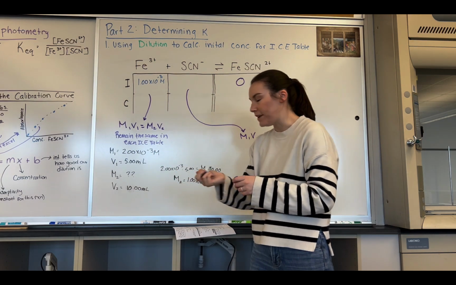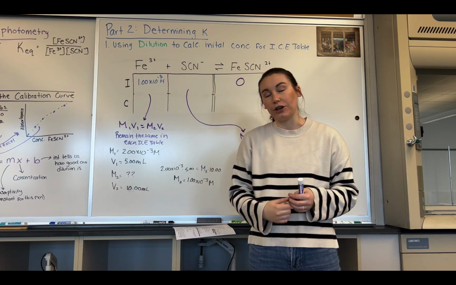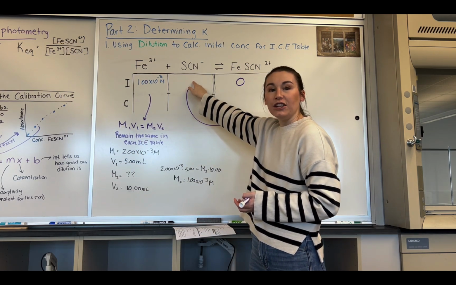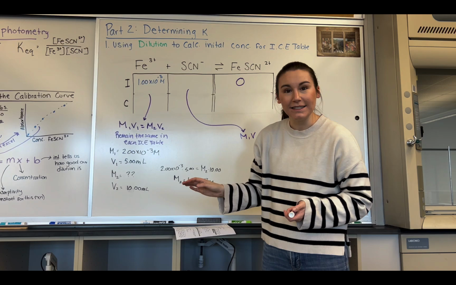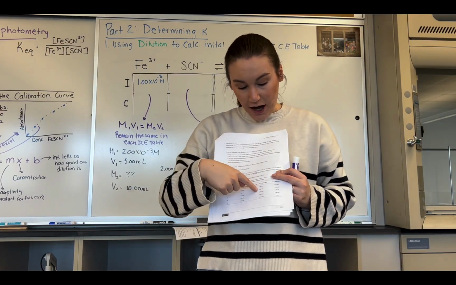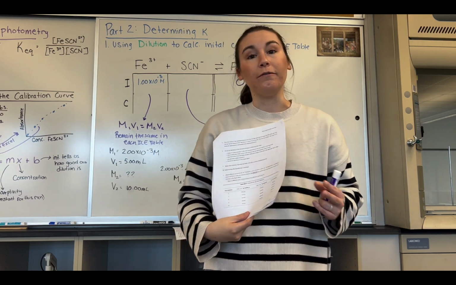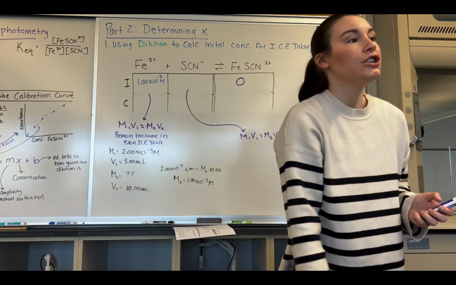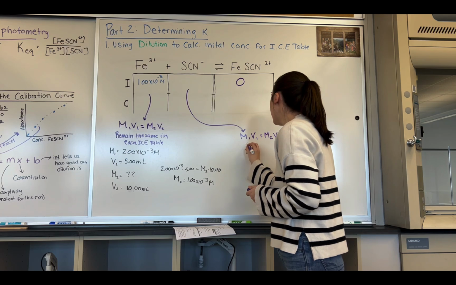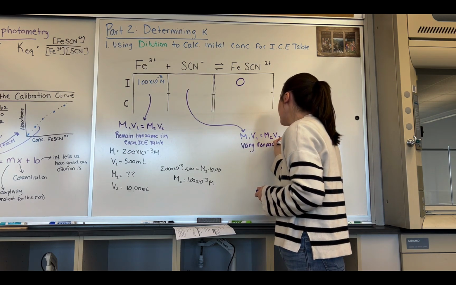And the setup is going to be very similar, except if you remember from part 1, our thiocyanate concentration is what varied. So this is the only number that's going to change in the I row of all of our ice tables, because again, in our table from lab flow, the volume of our thiocyanate ion is the one that is changing. So our V1 will constantly change, just like we saw in part 1. So this will vary for each test tube.